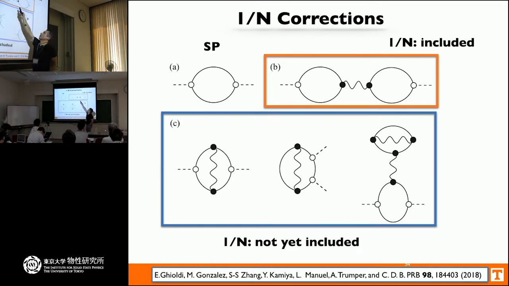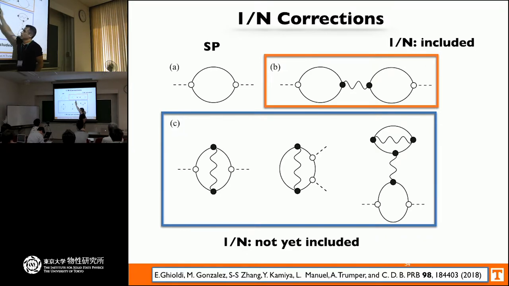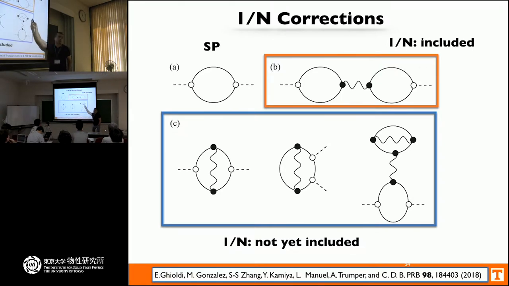So for instance, here we have only one RPA propagator and no internal loops. So this is 1 over n. And then two RPA propagators and one internal loop. So it's also order 1 over n.